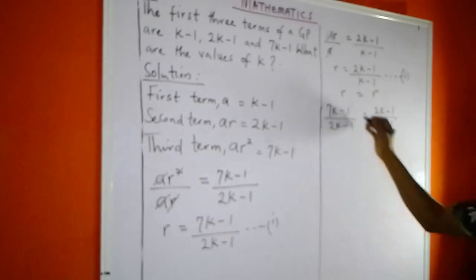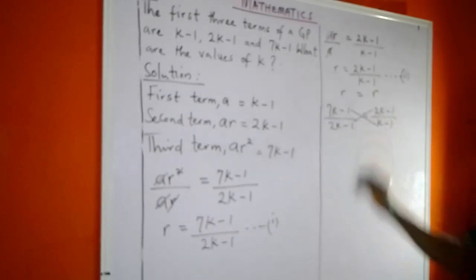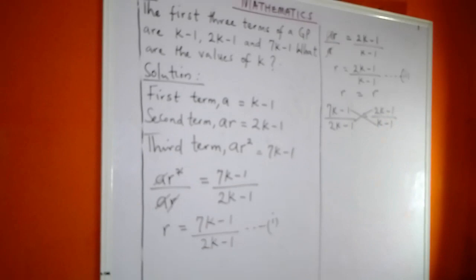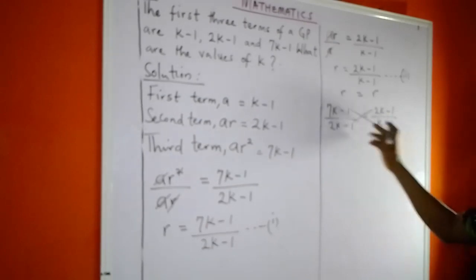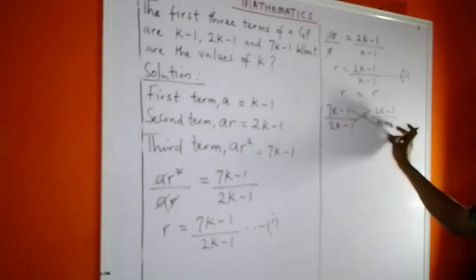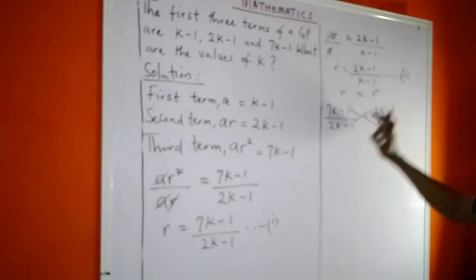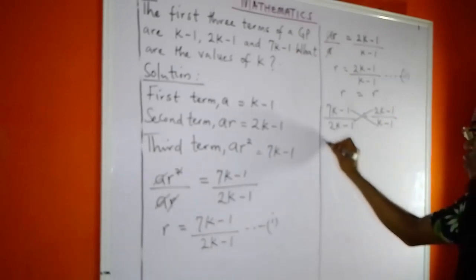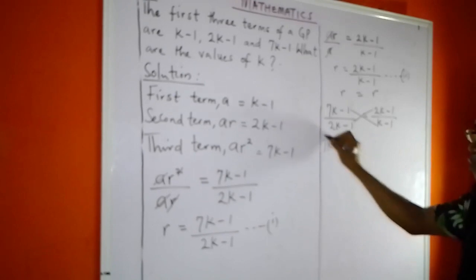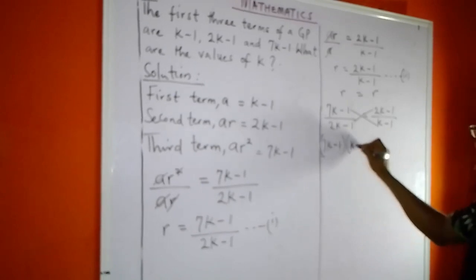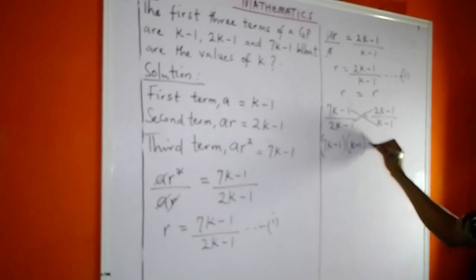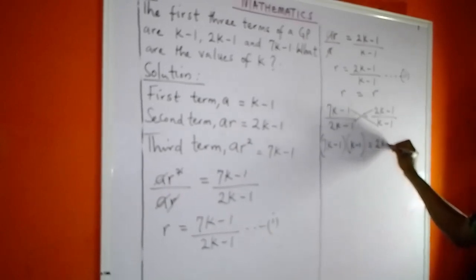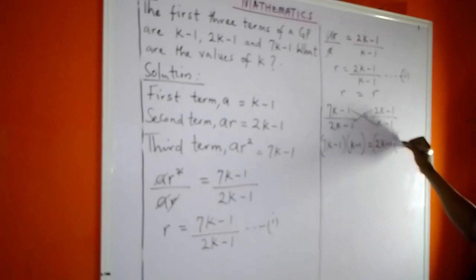Okay, so the next thing is for us to do a cross multiplication. We use the numerator here to multiply the denominator here, then we use the numerator here to multiply the denominator. So what will this give us? We'll be having (7k minus 1)(k minus 1) equal to (2k minus 1)(2k minus 1).